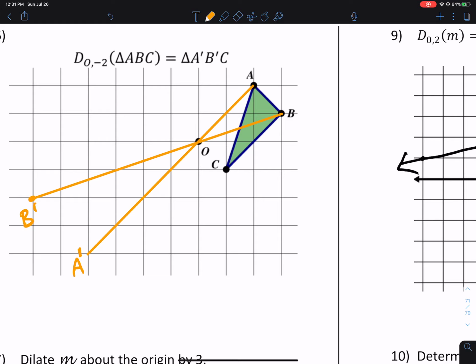C from O, we have to go through it and then double that distance. That's going to put us here. So that gives us this fella.